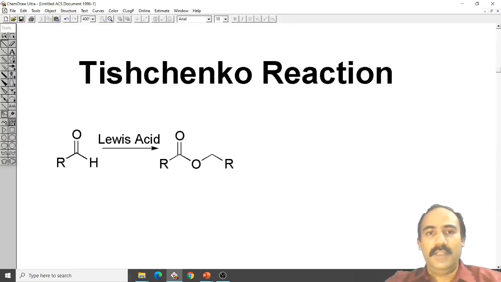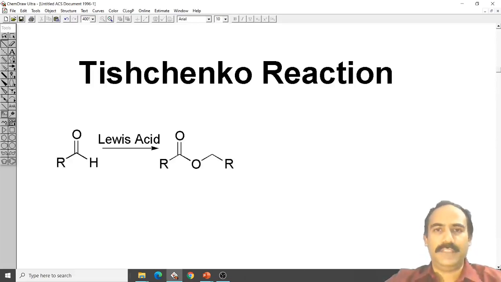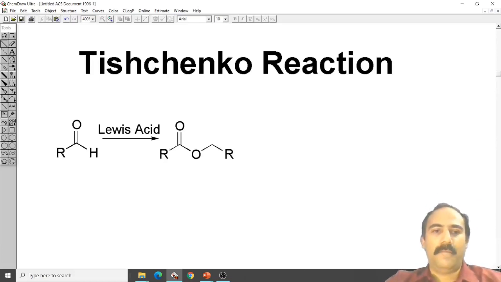Hello all, let us have a look at the Tishchenko reaction. Basically, this reaction leads to an ester from an aldehyde. 2 moles of aldehyde react to form 1 mole of ester in the presence of a Lewis acid. Now, what is the mechanism here?